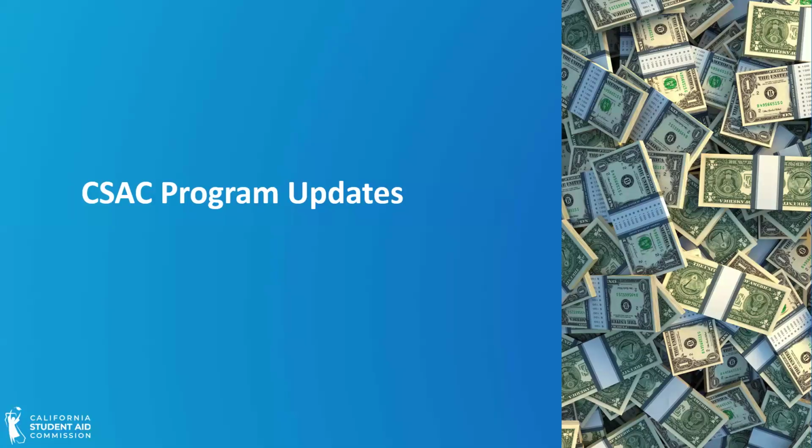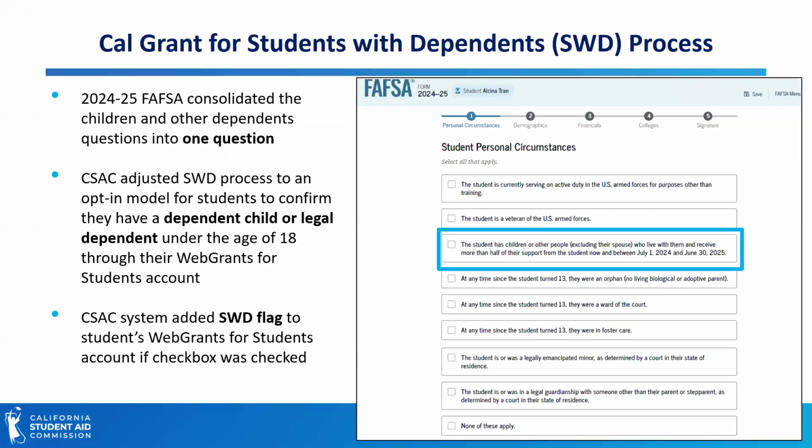Next, we'll take a look at some CSAC program updates. First, this is not necessarily new information, but it is new for 24-25. If you weren't already aware that there have been changes to the SWD process, we just wanted to let you know or to just refresh your memory. Cal Grant for Students with Dependents is an access award for students who have their own dependent child, or legal dependent under the age of 18.